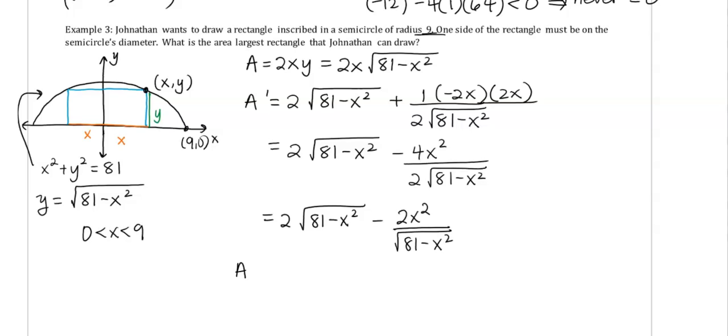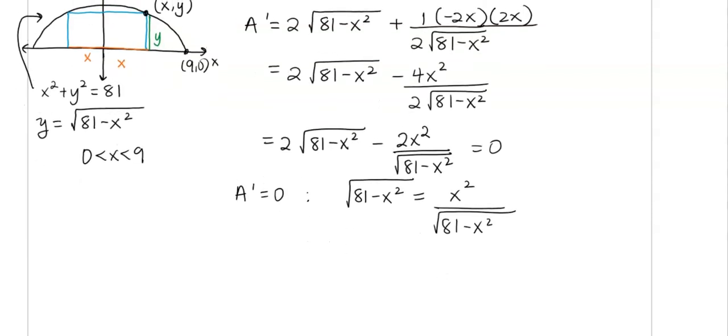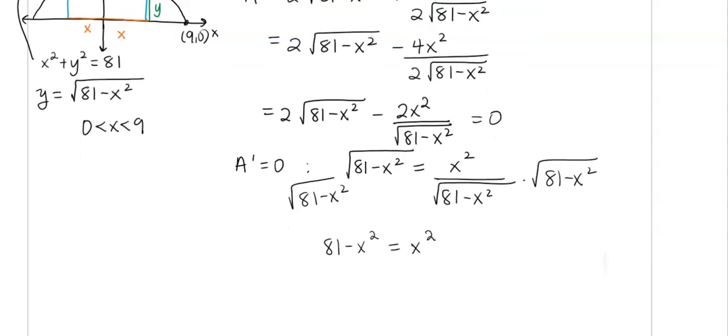Let's go look for where our derivative is equal to 0. So I would set this entire equation equal to 0. I'm going to add that 2x squared over the square root of 81 minus x squared to the other side of the equation. Notice that I can get rid of the 2's, just divide both sides by 2. I will then multiply both sides of this equation by the square root of 81 minus x squared to get it out of that denominator, which leaves me with 81 minus x squared is equal to x squared.